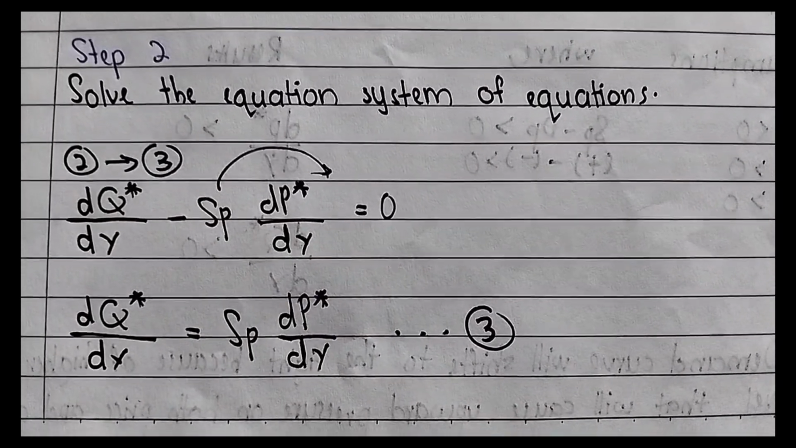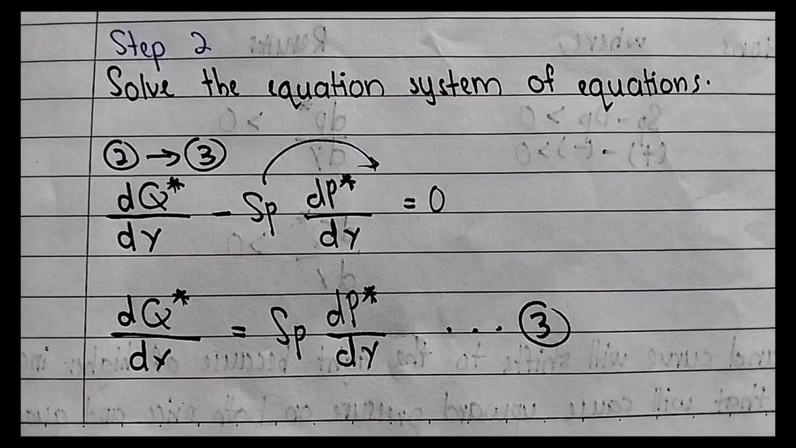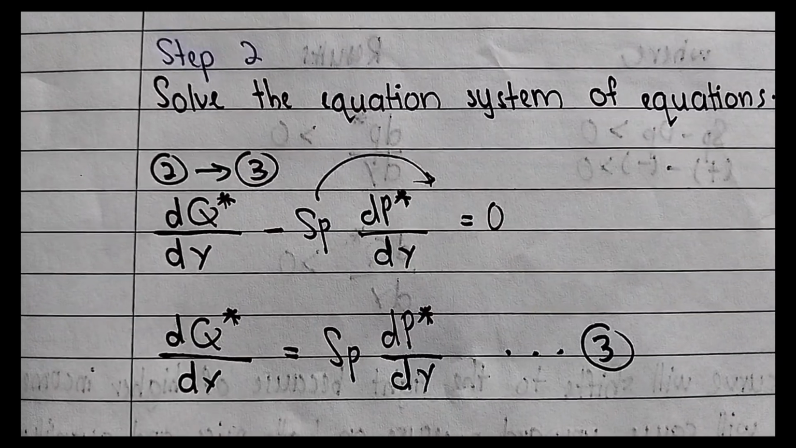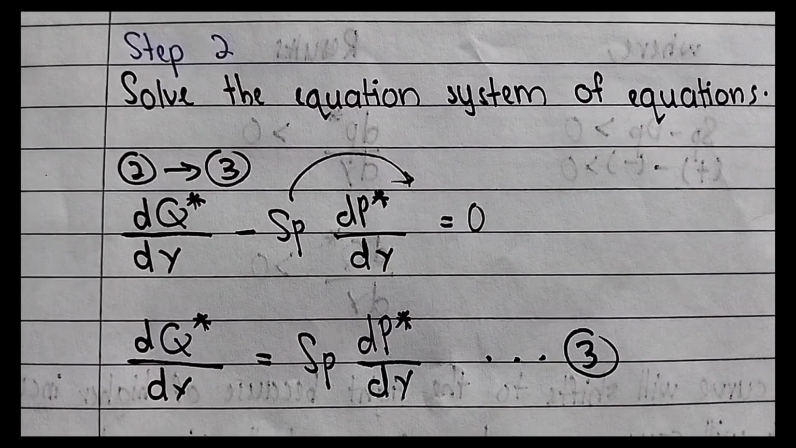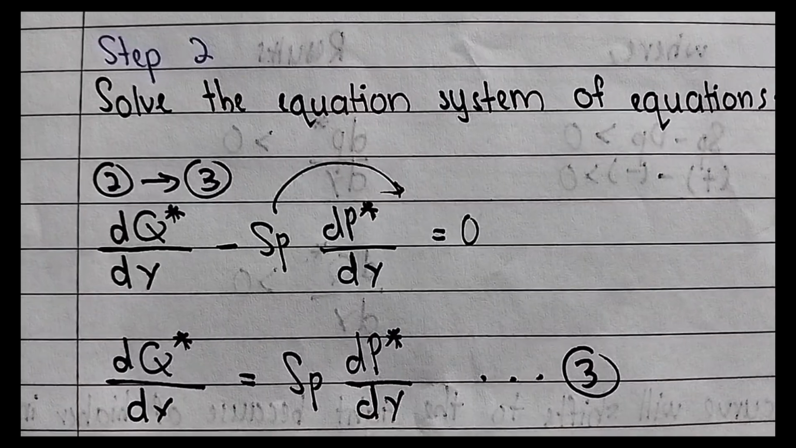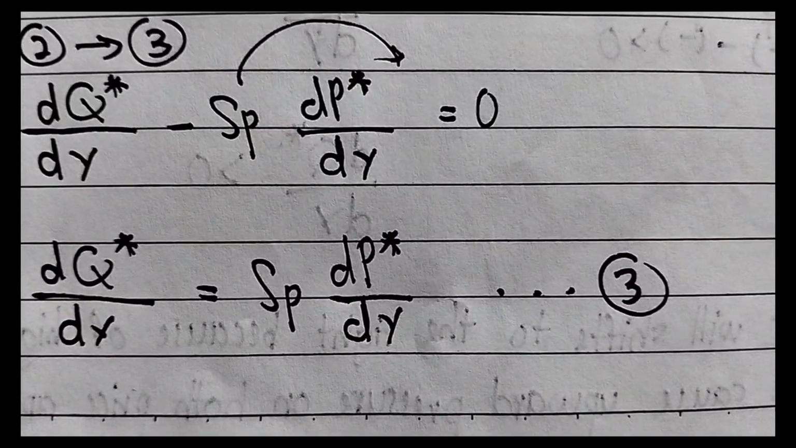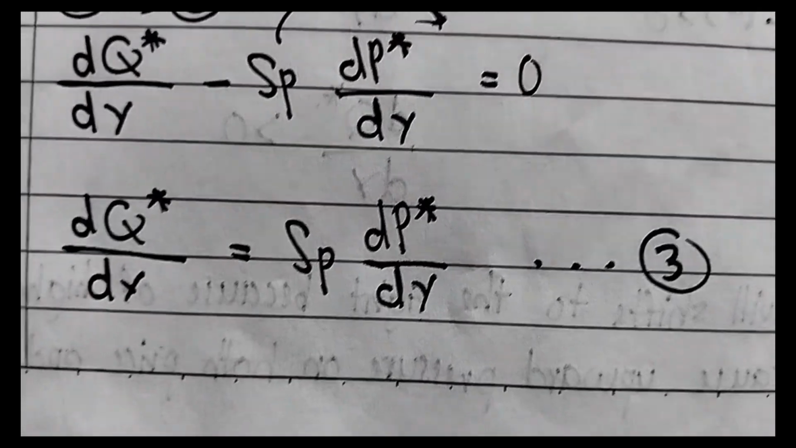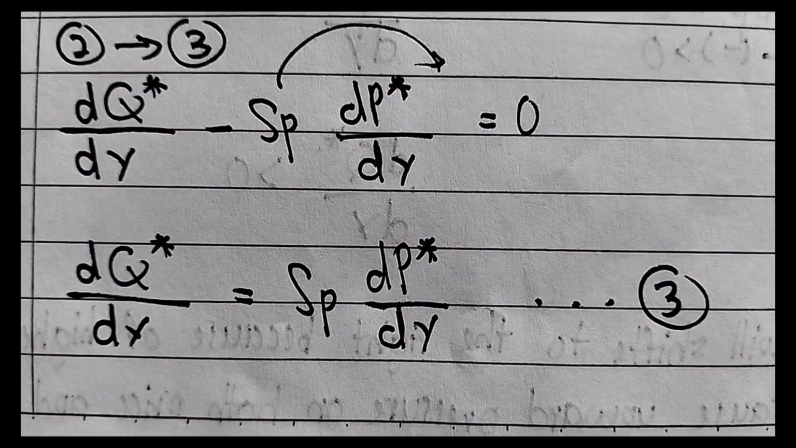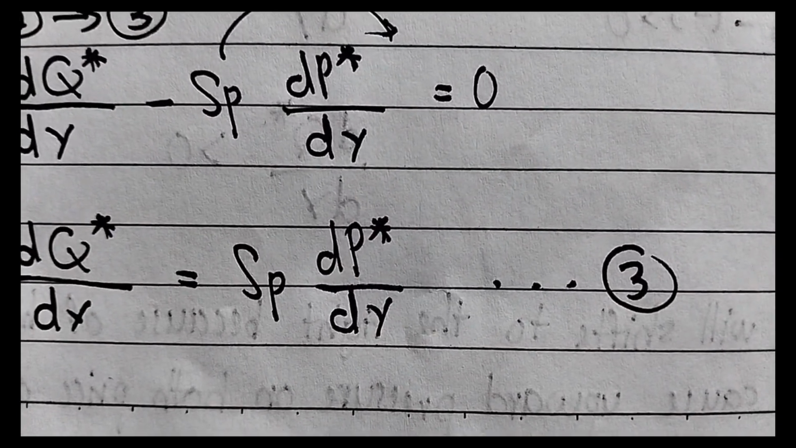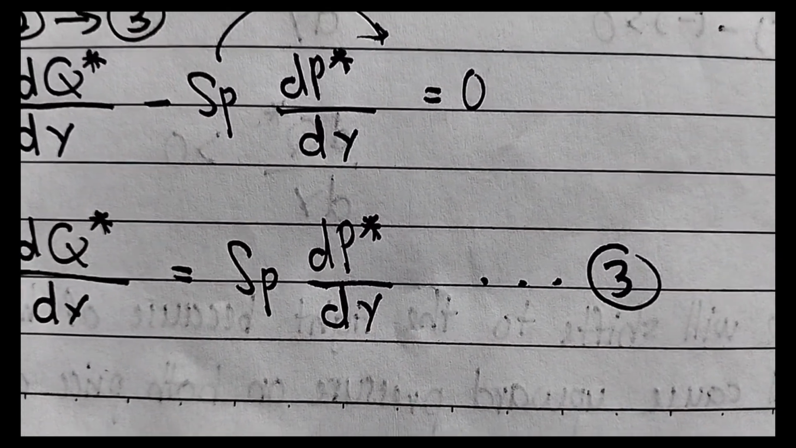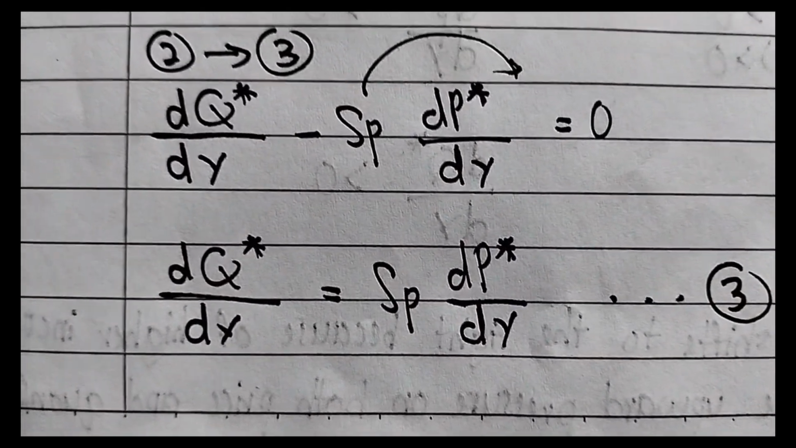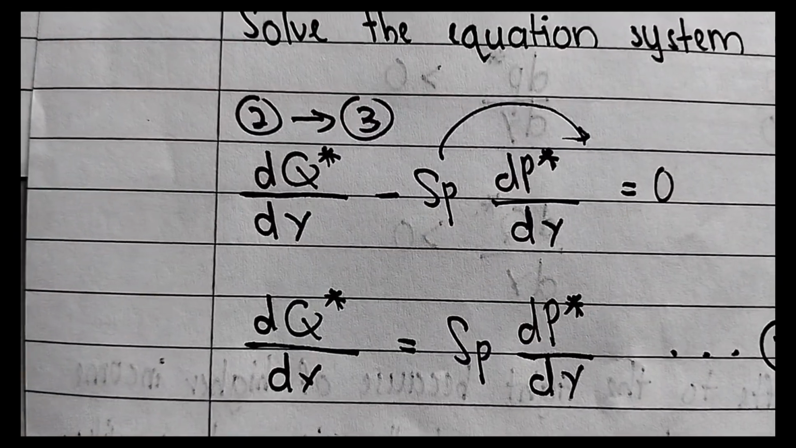Now we want to turn the second equation into the third, so we must do the dQ star divided by dy minus SP dP star divided by dy equals to 0. And then we must do the third equation, which is dQ star divided by dy equals to SP dP star divided by dy. The SP became positive because we moved it from the left to the right side.